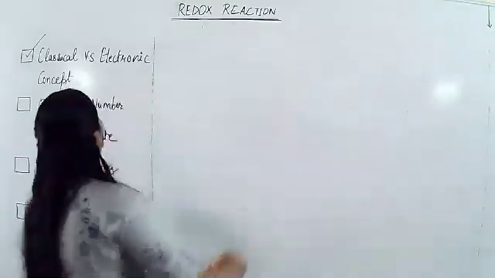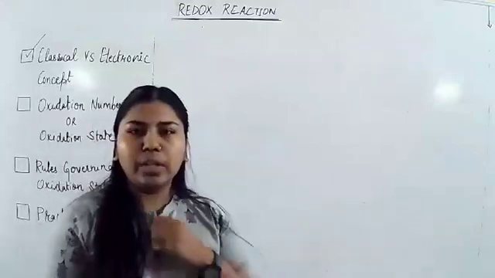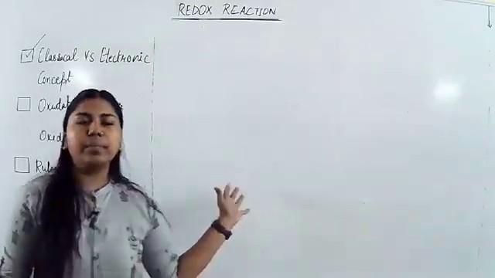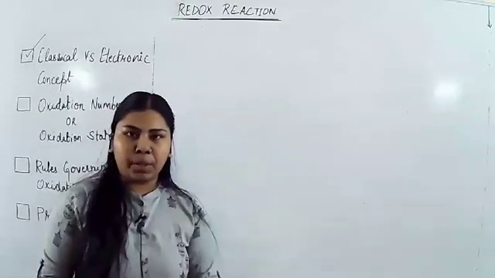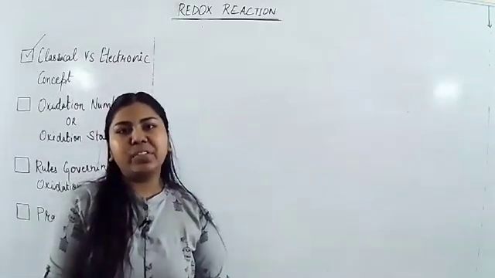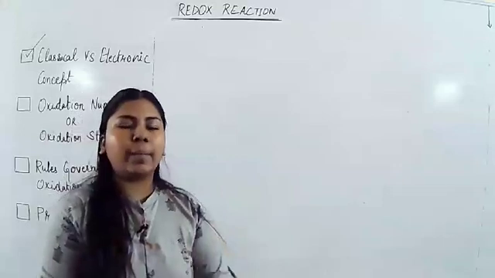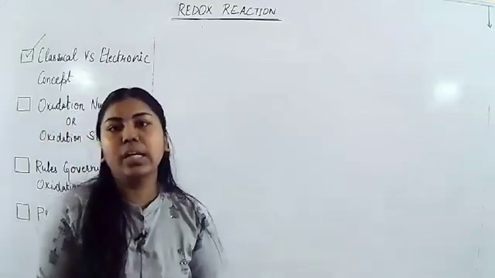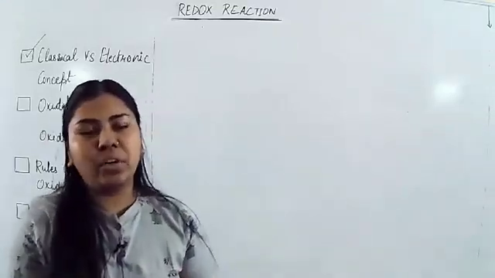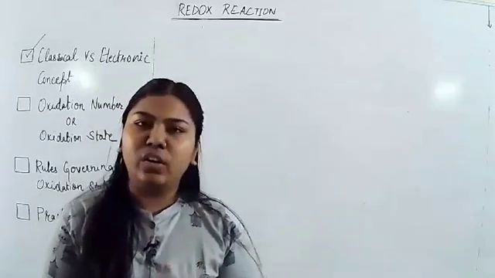Next part is oxidation number. Sodium chloride was an ionic compound, and in an ionic compound there is a total transfer of electrons happening. But what about covalent compounds? In covalent compounds there are covalent bonds, which are just the sharing of electrons.